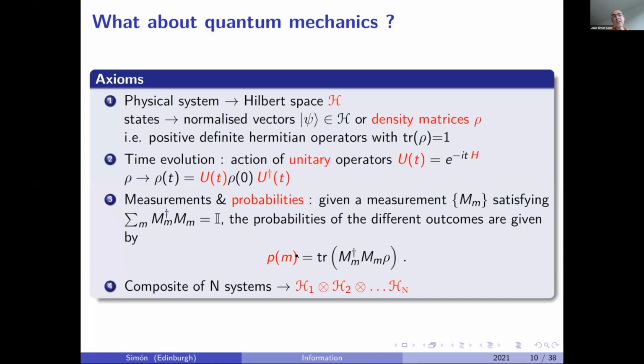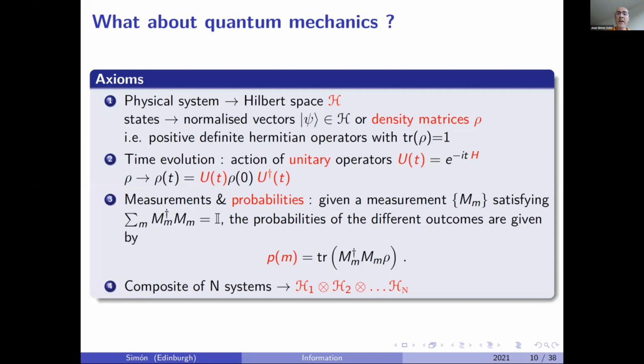Now, axiom 3 is typically the trickiest one. In quantum mechanics, if you want to know anything about your system, you need to perform a measurement, and I need to tell you what a measurement is. In a nutshell, a measurement is a collection of operators acting on your Hilbert space. So it's a collection of linear maps, homomorphisms, on that Hilbert space. And what I'm requiring is that they satisfy this resolution of the identity. This is again because of probability considerations.